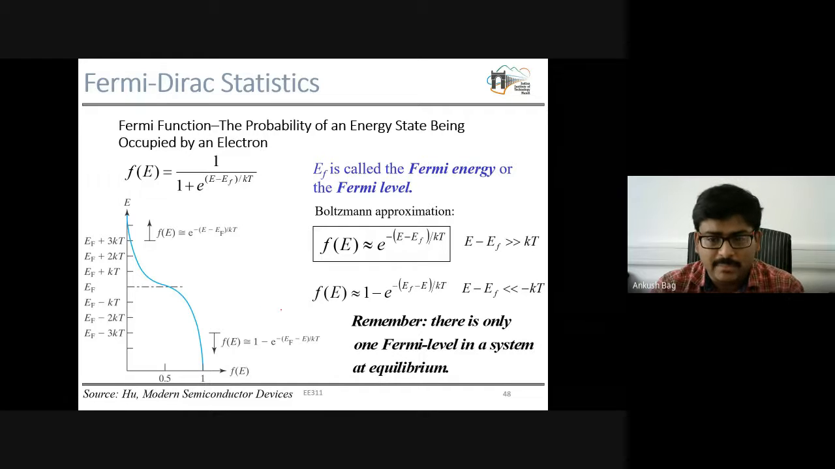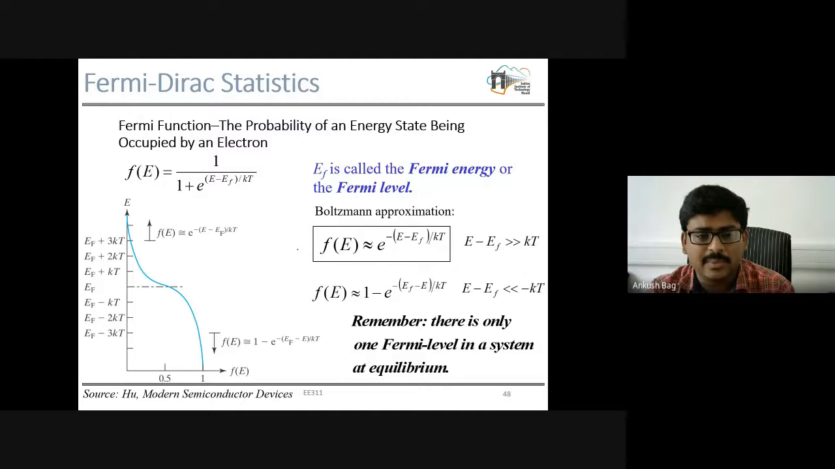This is something we discussed in the previous discussion. This is the Boltzmann approximation: when E minus EF is greater than 3kT, we can get this Boltzmann approximation from our Fermi-Dirac distribution. In most problems and discussions we will use the Boltzmann approximation. The important statement from this slide is that there is only one Fermi level in a system at equilibrium.